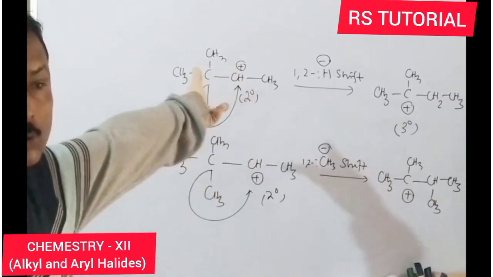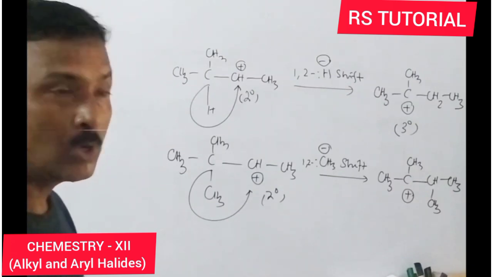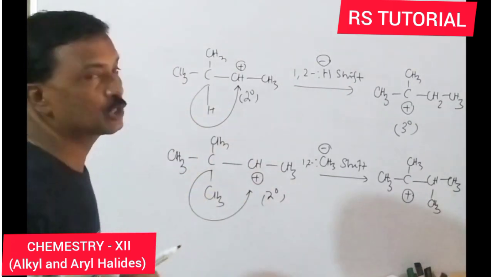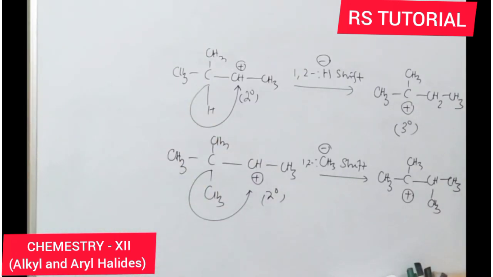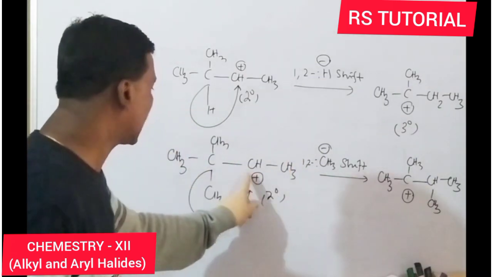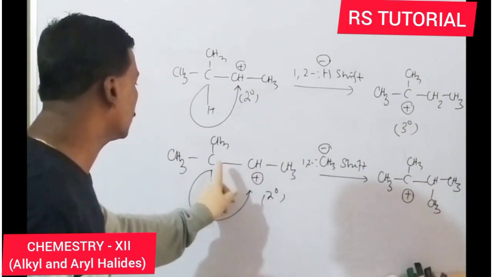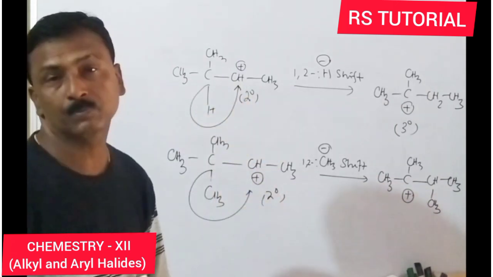By keeping these two types of shifting in your mind, how will you write the stable Markovnikov product? I will explain. Kindly note it. Why is this type of shifting called 1,2? Now adjacent: if this is 1, this is 2. 1,2 hydride shift, 1,2 methyl shift. Okay.